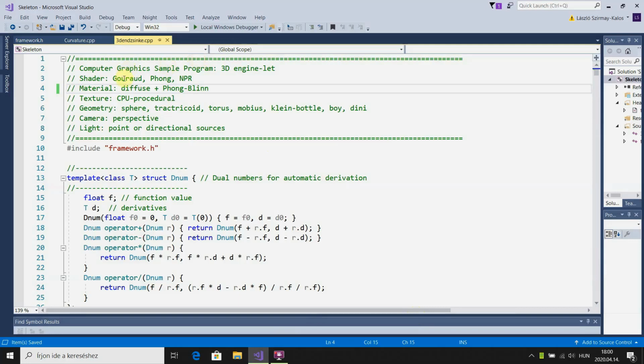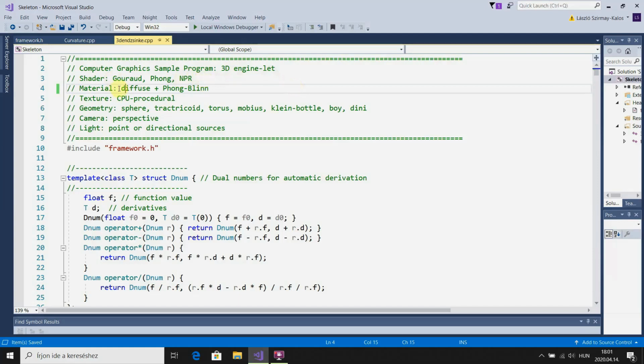Hi, this video is about a 3D rendering engine. This rendering engine has several features. For example, it can render objects with Gouraud shading, also called per vertex shading, or Phong shading, also called per fragment shading or per pixel shading, or even with NPR, that is non-photorealistic rendering.